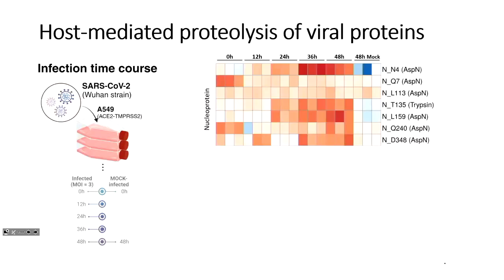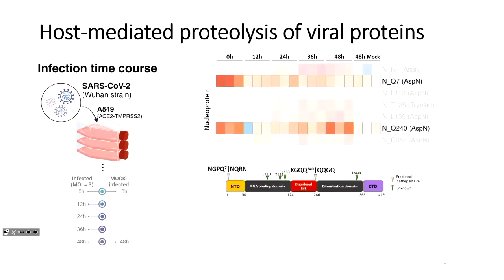So we investigated the proteome of A549 cells infected with SARS-CoV-2 in a time course infection experiment and used mass spectrometry to detect peptides and infer cleavage sites on the proteins identified to understand enzymes and proteolytic events behind the cleavage we saw. The nucleoprotein, we detected a few cleavage sites.